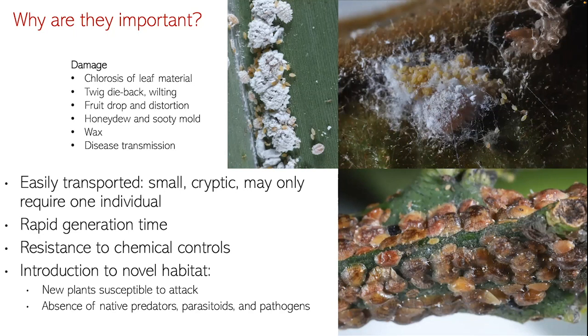Once they're introduced to a novel habitat, it usually takes a while for natural enemies to actually recognize them and start taking care of them. But we'll often see a big explosion in populations of scale insects and whiteflies that have arrived in Florida. And then they kind of get checked back as the natural enemies find them and start to take care of them. But that's not always the case. Some things like our cycad scale in Florida just has continuously been a major problem, even though there's tons of parasitoids going after it.